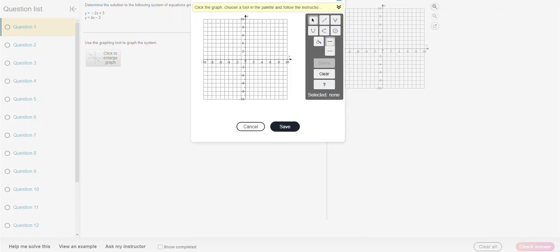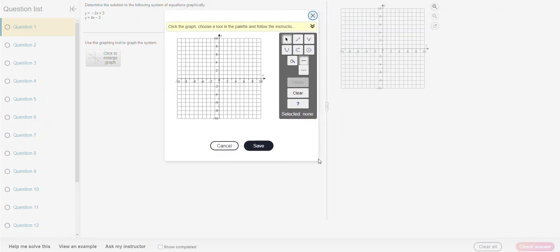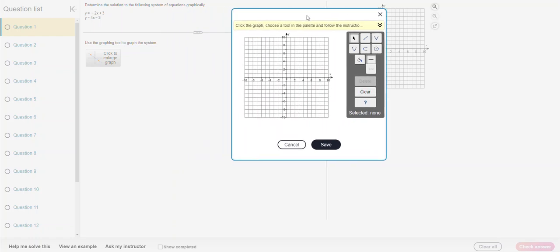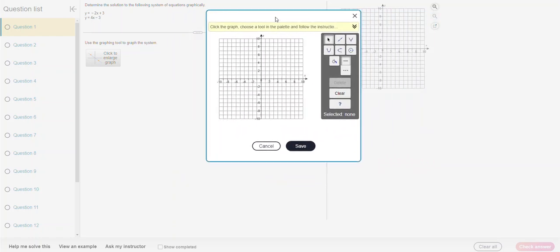Now I think we can maybe make it larger, maybe not. So I thought we could probably expand it, but I don't think we can. But we can move it around. So let's see what it says.